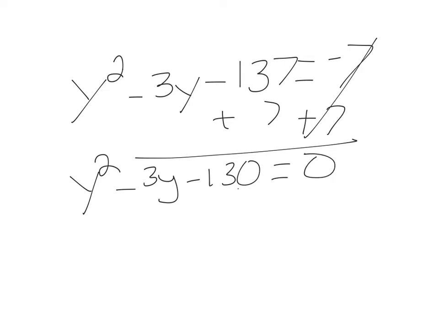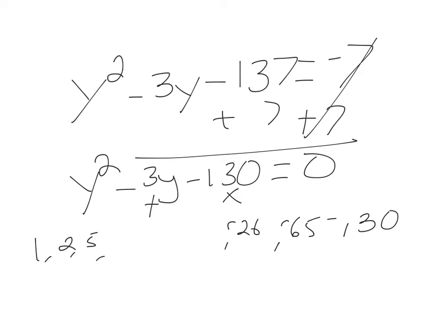What two numbers multiply to be negative 130 that add up to negative 3? So 1 and negative 130. And then I'm grabbing my calculator and dividing by 2, 2 and negative 65. And then dividing by 3. Doesn't work. 130 divided by 4 doesn't work. 130 divided by 5 is 26, so it'll be negative 26.